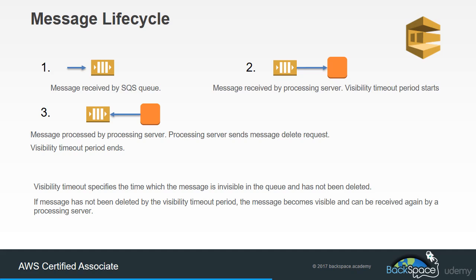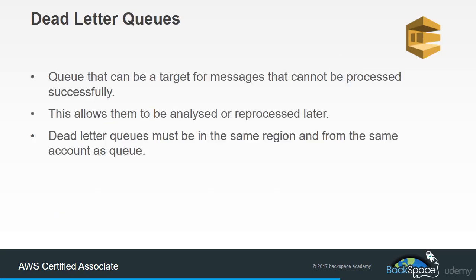So that's another thing that you need to take into consideration with your application, making sure that you can process messages within that visibility timeout period. Dead letter queues can be used as a target for messages that cannot be processed successfully. So that allows us to remove these messages from our queue and at the same time not lose those messages, and allows them to be analysed or reprocessed at a later time. You need to remember that dead letter queues must be in the same region and from the same account as the original queue.